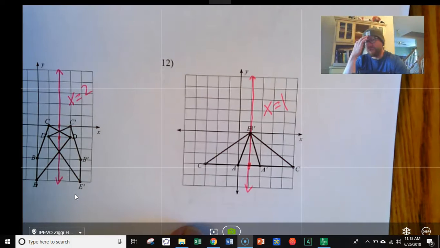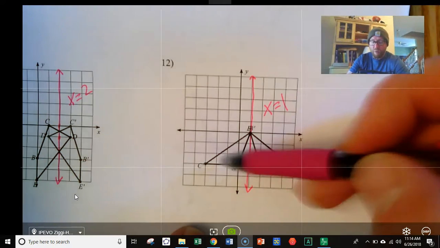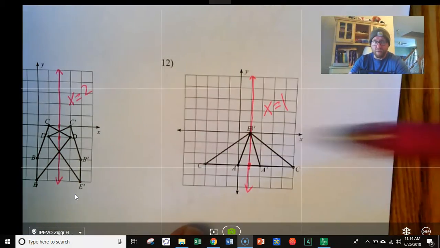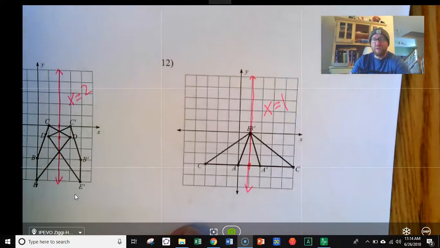So the trick here is you just have to find the midway point between two pairs. So you've got A and A prime and B prime or whatever. So you're going to find that halfway point between a point and its reflected image and another point and its reflected image, connect them with a line. That's your line of reflection.